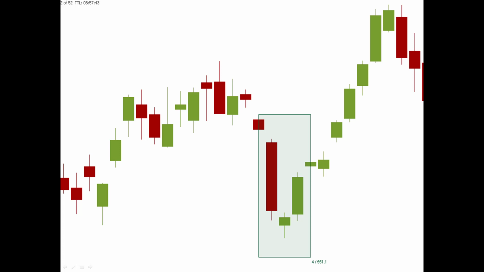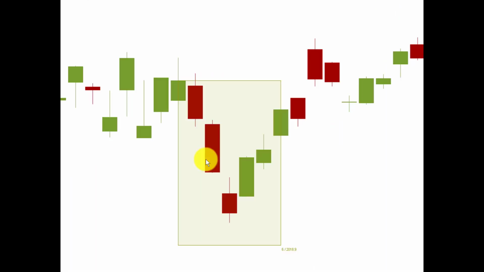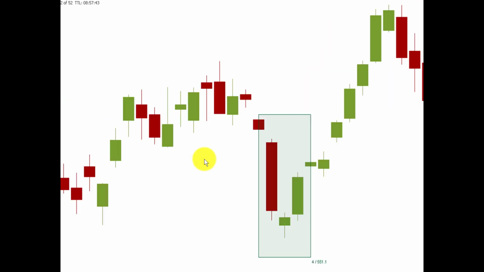So now I hope that you will be able to identify this pattern if it emerges in the stock market or in any other market. This is how it looks like.